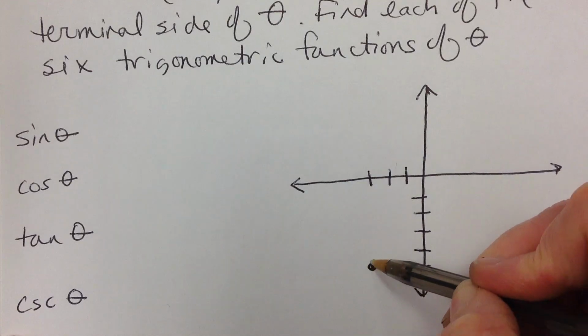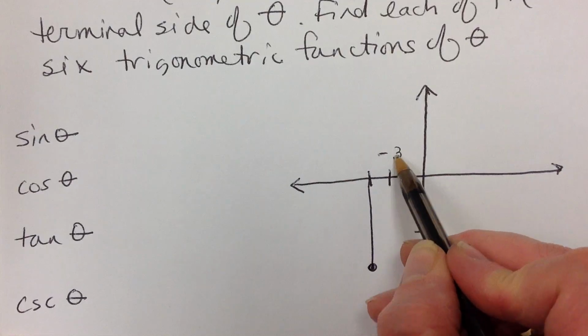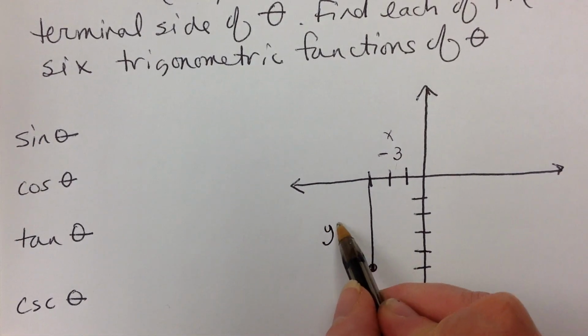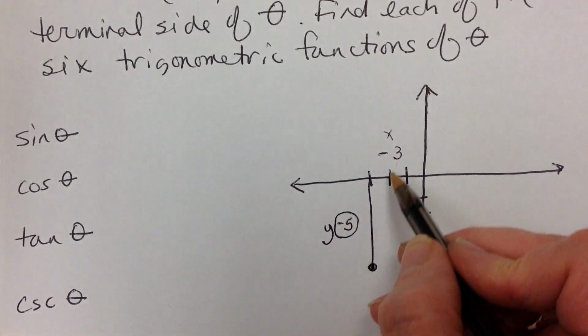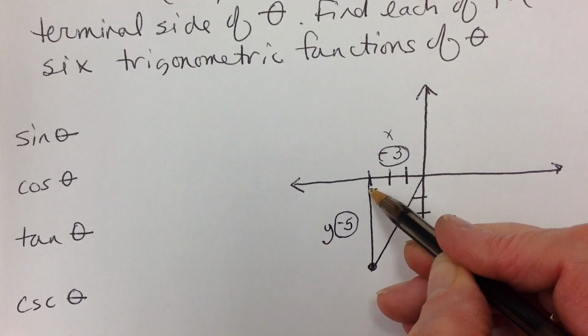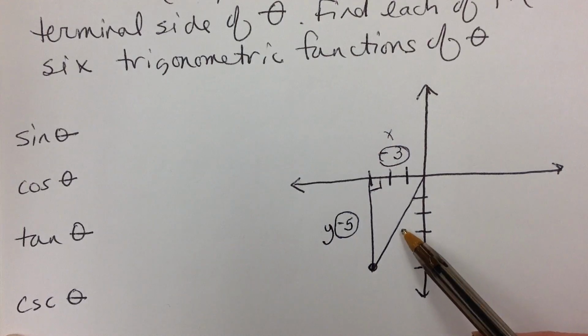Now, I'm going to draw the y. We already have the x is -3. This is x. My y is -5, and I'm going to circle these values. And then we have our r. So here we have our right angle, and we have our right triangle. Now, we need to find r.